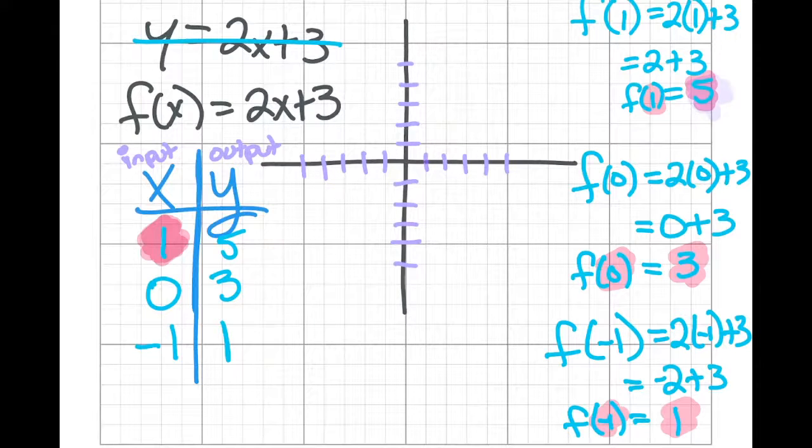And then we're going to go up 5, okay? Because on the y-axis is up and down. So we're going to go 1, 2, 3, 4, 5. So we're going to be right here, okay?